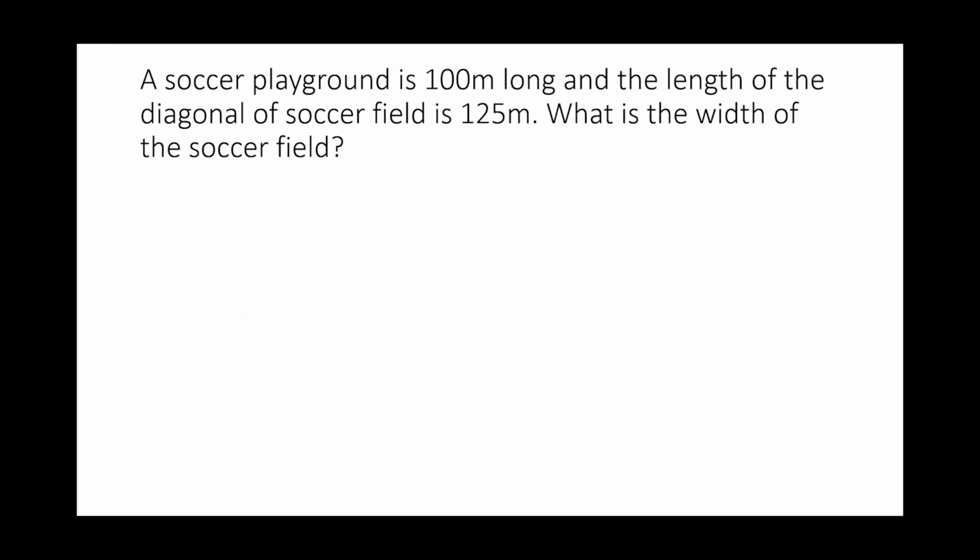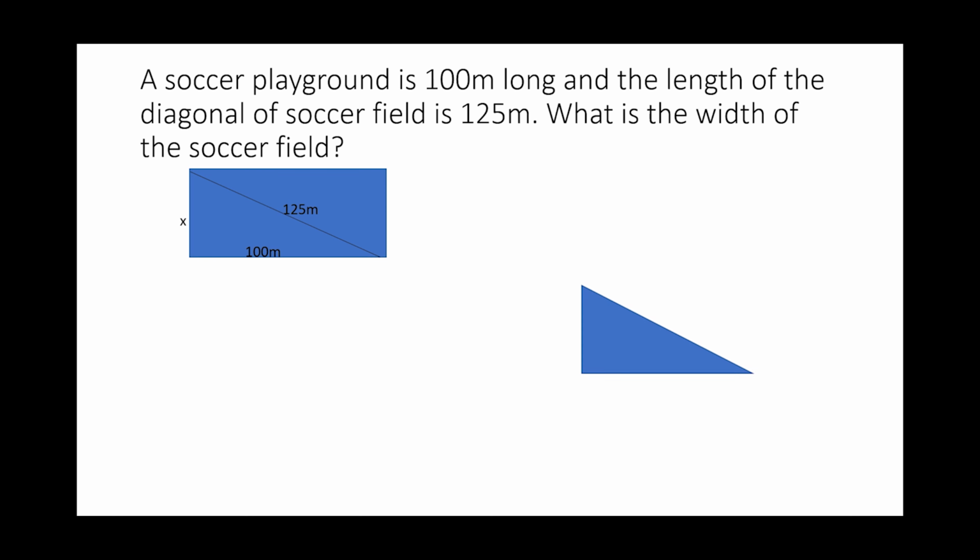A soccer playground is 100 meters long and the length of the diagonal of the soccer field is 125 meters. What is the width of the soccer field? So we know the length, we know the diagonal, and we want to find the width. So this is our soccer field. This is the diagonal. The diagonal is 125 and the length is 100 meters. We want to find the width, which is x.